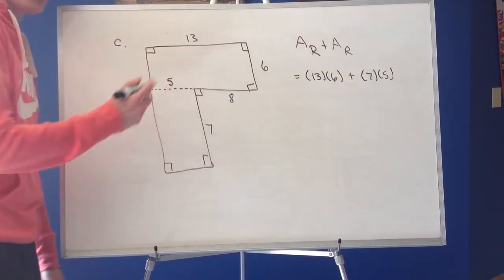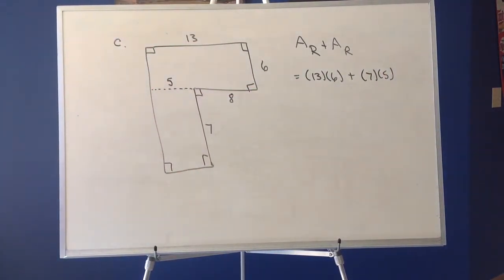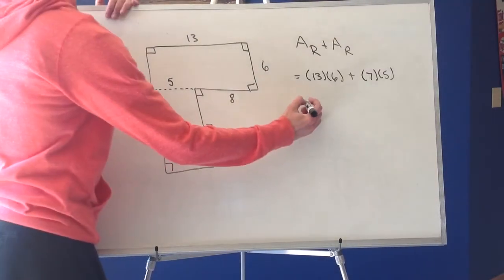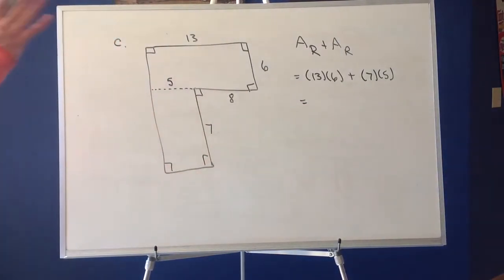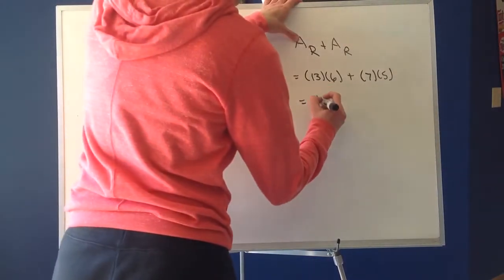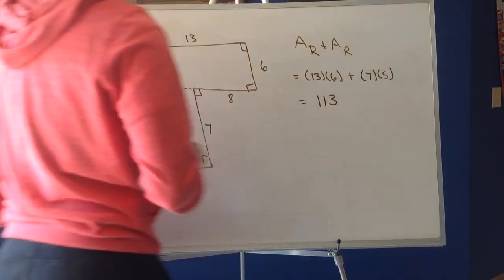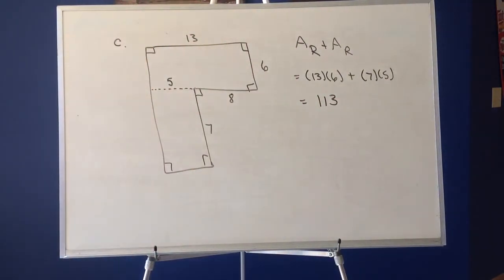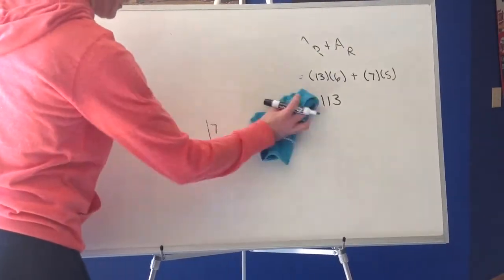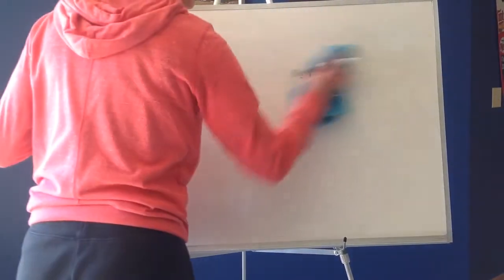Now again, if you broke it up differently, your numbers would change a little bit, but you would end up with the same answer in the end. No pi's, no square roots, so you can just go ahead and multiply those together, and you'll end up getting 113 for those. So again, break it up how you'd like, but make sure that you can find the correct pieces.